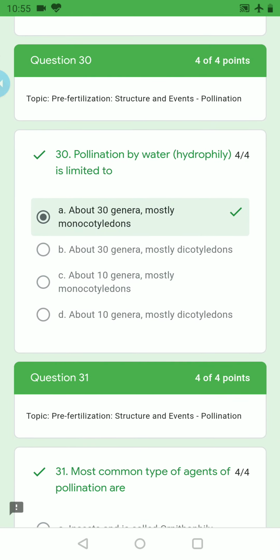The pollination by water. Hydrophily. Yes, pollination by water, hydrophily. Remember, pollination by water is quite rare in flowering plants and it is limited to only about 30 genera, mostly monocotyledons, isn't it? Yeah, while we were discussing theory, I told you. So that is the maximum number of cases, isn't it? It's only about 30 genera, mostly monocotyledons. Yes? Yeah.